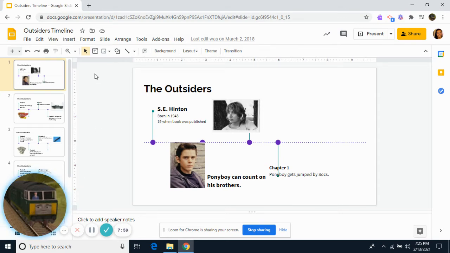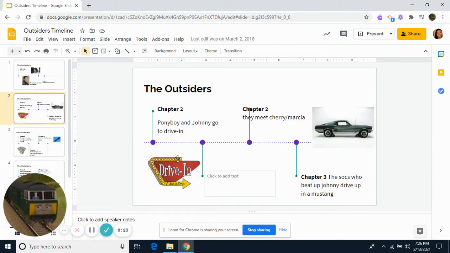Okay, so this is the Outsiders timeline, and this was from English back in 8th grade. The Outsiders, S.E. Hinton, born in 1948, was 19 when the book was published. This is her. Ponyboy can count on his brothers. Ponyboy gets jumped by the Socs. This is him right here.